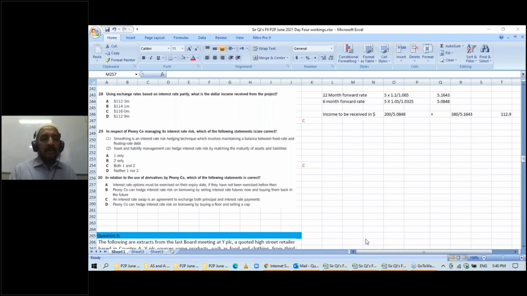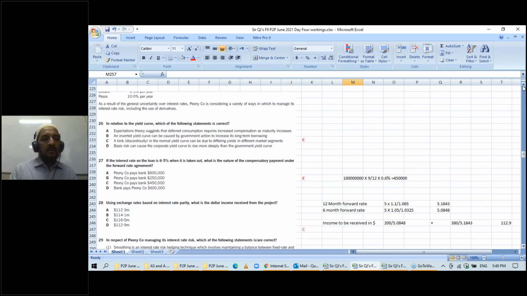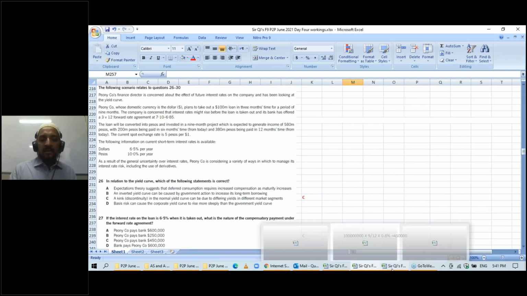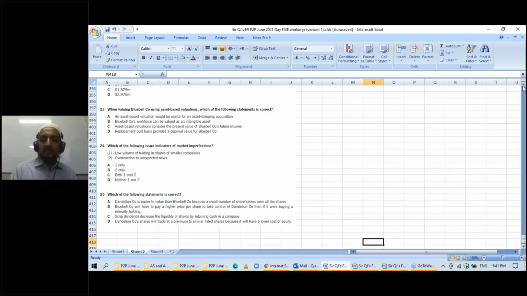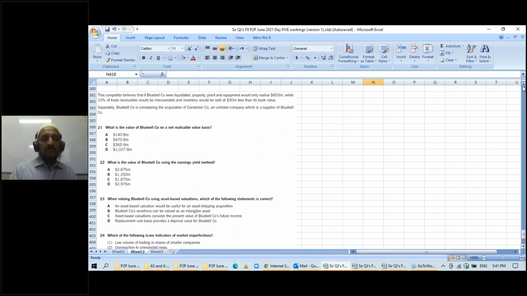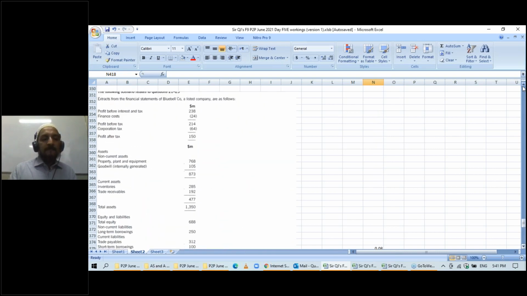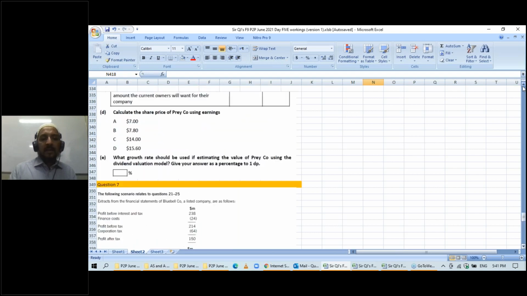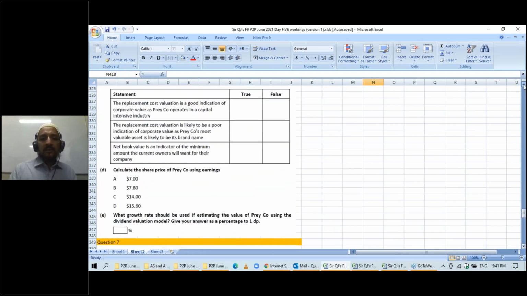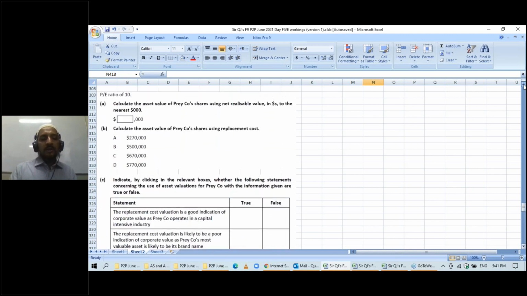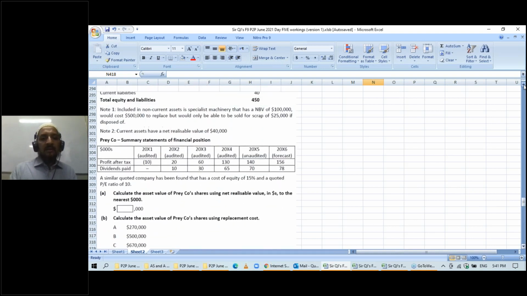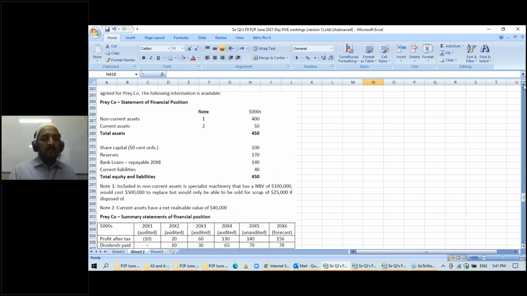Okay. Now moving on to the next section, the business valuation section. Okay, before going on to the business valuation section, I want to discuss some of the techniques, some of the tips which will help you in the exam and which will help you in studying during these days until your exam arrives.